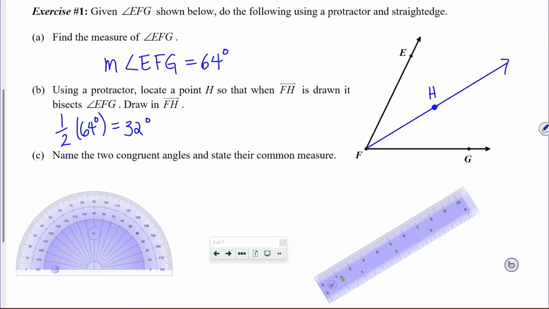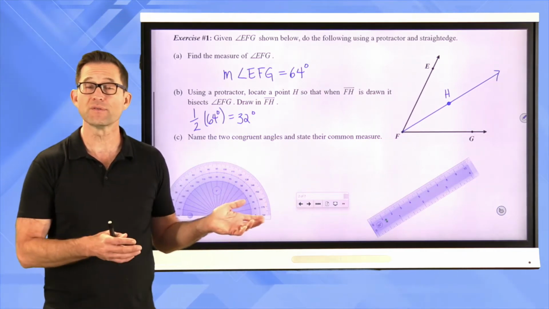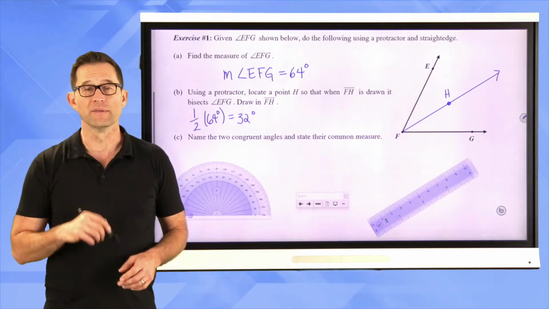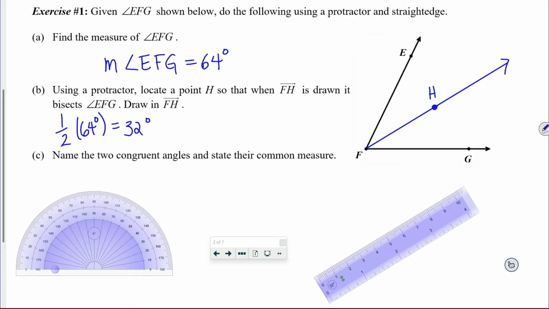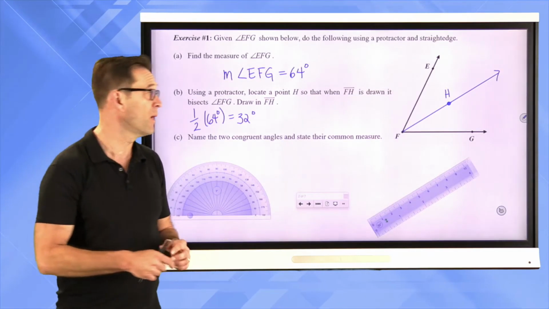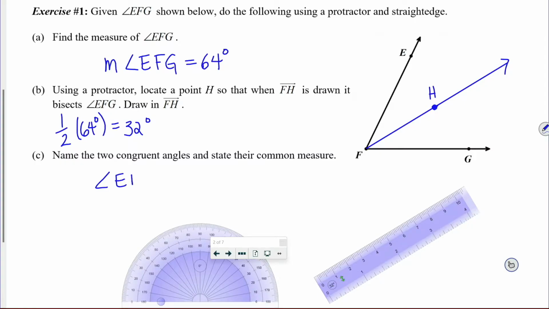Now, letter C. Name the two congruent angles and state their common measure. All right, so what congruent angles do I have? Write those down, and maybe even write them down with a congruent symbol in between them. All right, and then tell me what each one of their measures are. Okay, well, the two angles are angle EFH, and that's got to be now congruent to angle GFH.